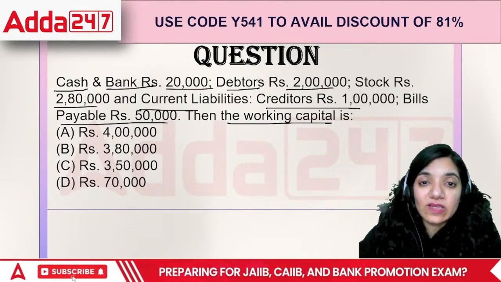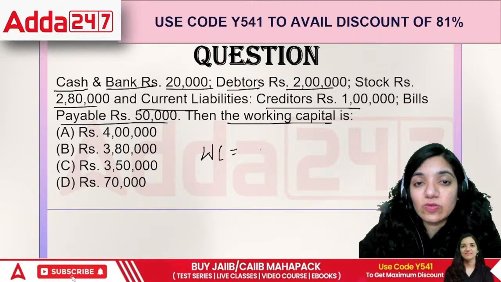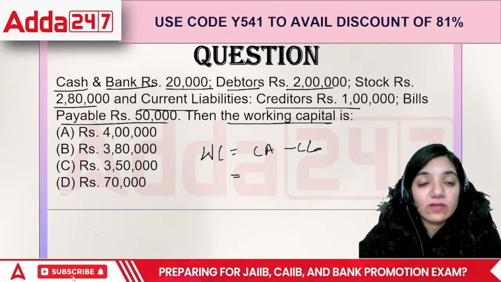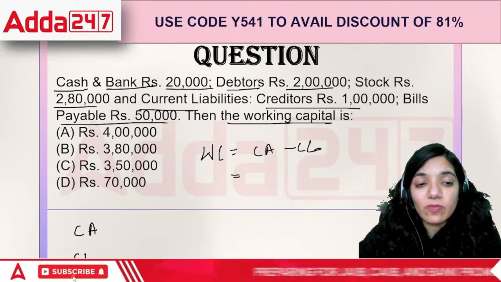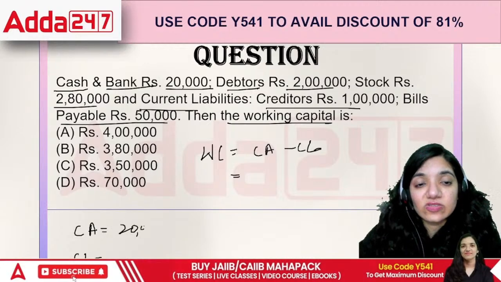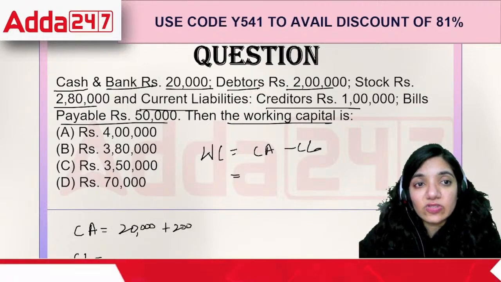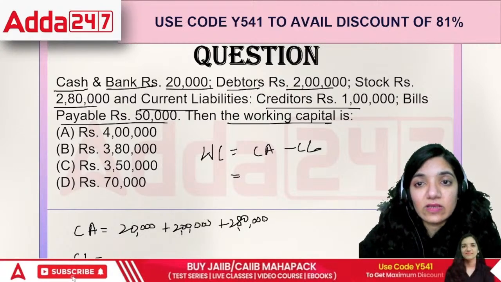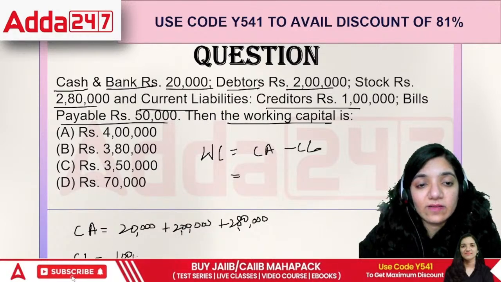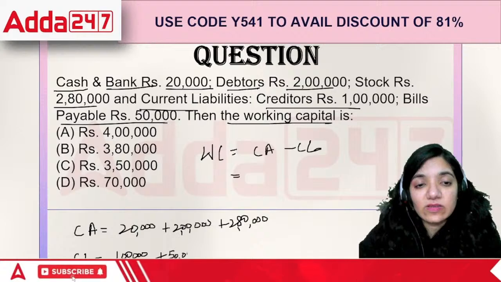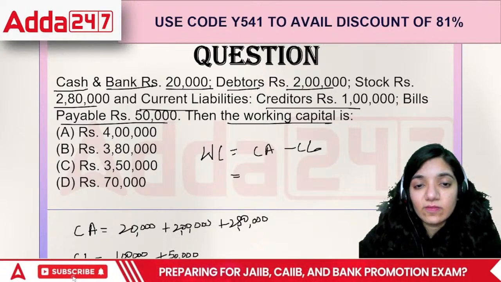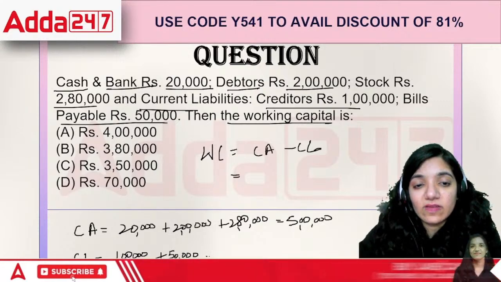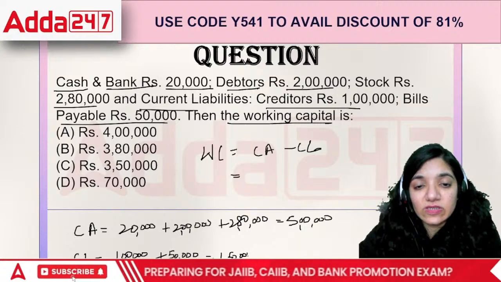Working capital of an organization can be defined as WC is equal to CA minus CL. So how do we record it? We add up all the current assets and add up all the current liabilities. The current assets include 20,000 plus 2 lakh plus 2 lakh 80,000. In terms of liabilities, add up 1 lakh plus 50,000. So it is basically this: current assets are a total of 5 lakh while the current liabilities are a total of 1 lakh 50,000.